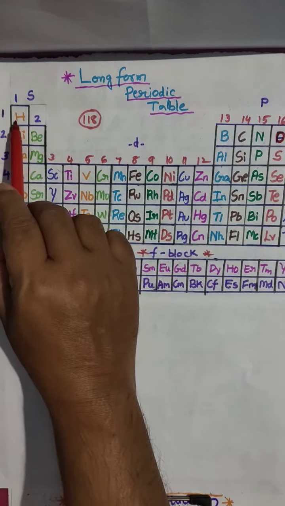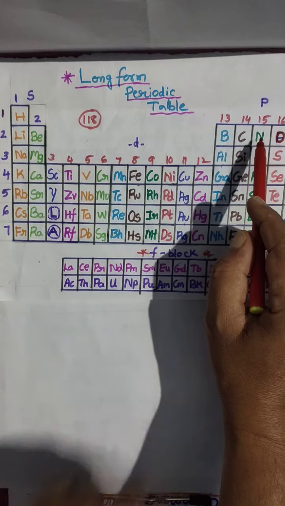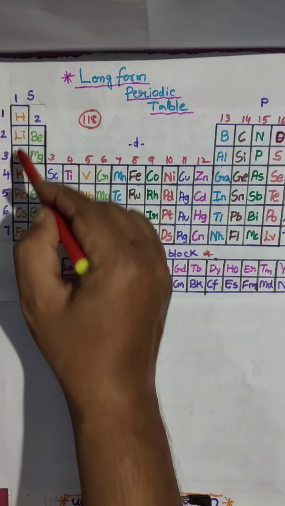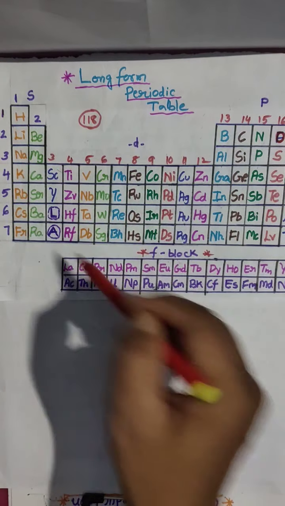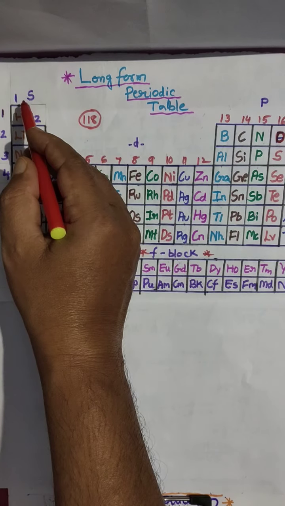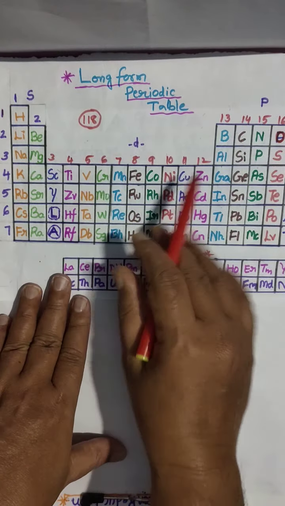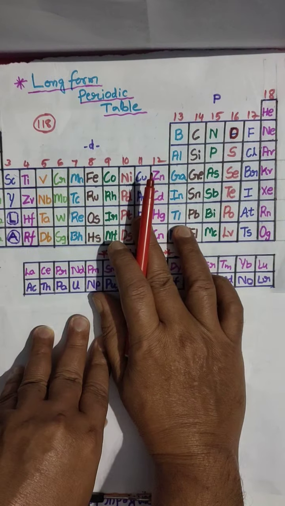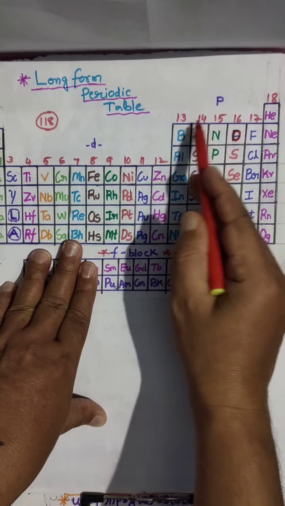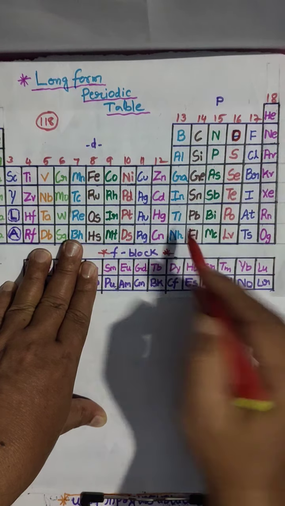The S block has 2 groups, and the P block has 6 groups, and these we call groups. So for the P block elements, 1 2 3 4 5 6, we have 6 groups.